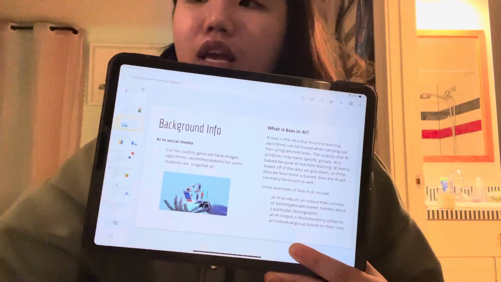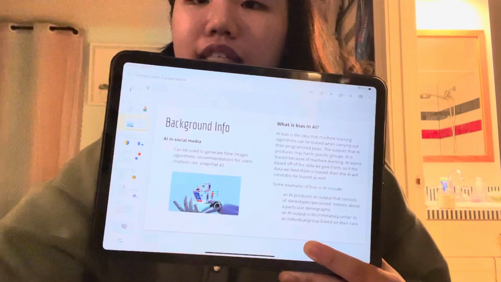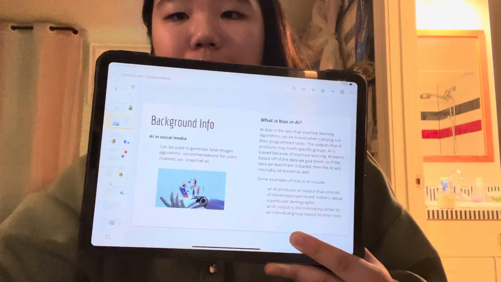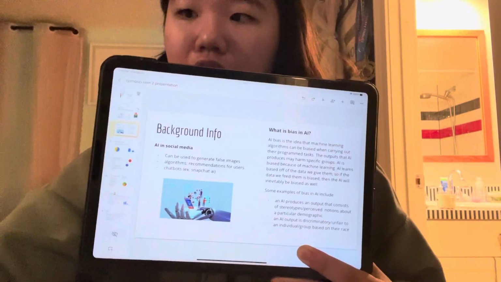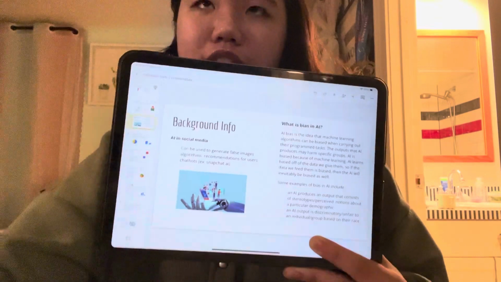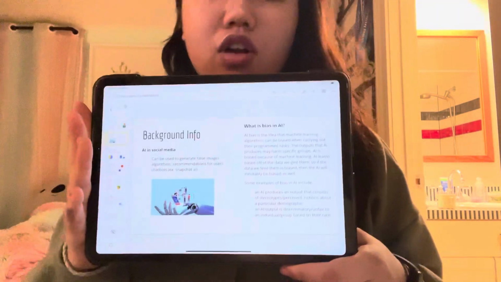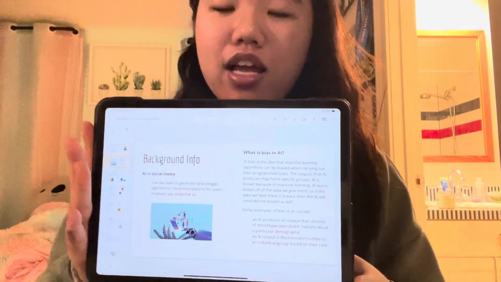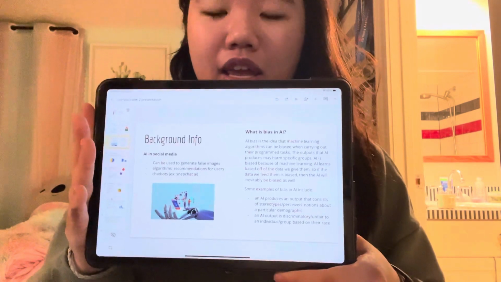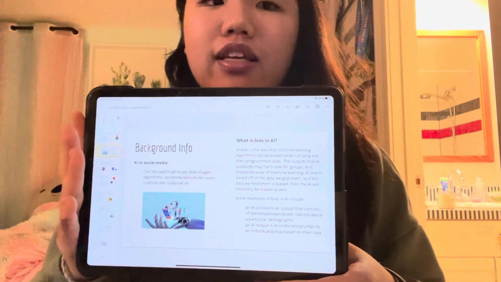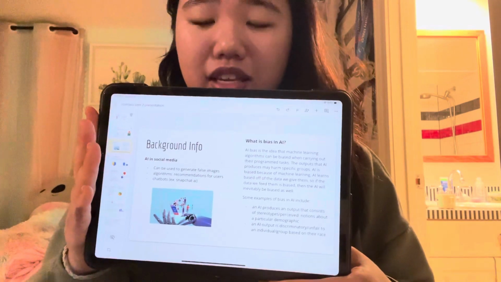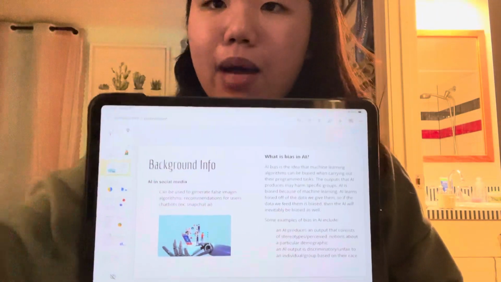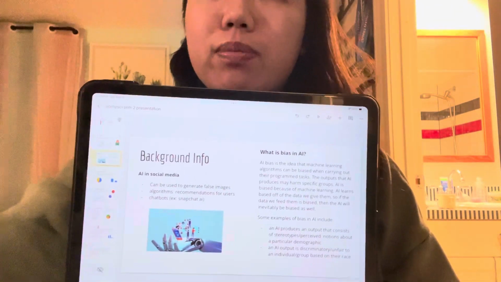Some examples of bias in AI is an AI producing an output that consists of stereotypes or perceived notions about a particular demographic. For example, BuzzFeed released an article about Barbies around the world, and they generated Barbies around the world using an AI. And the AI basically turned the German Barbie into a neo-Nazi, and it also had harmful stereotypes about South African people, or African people, I guess, in general.